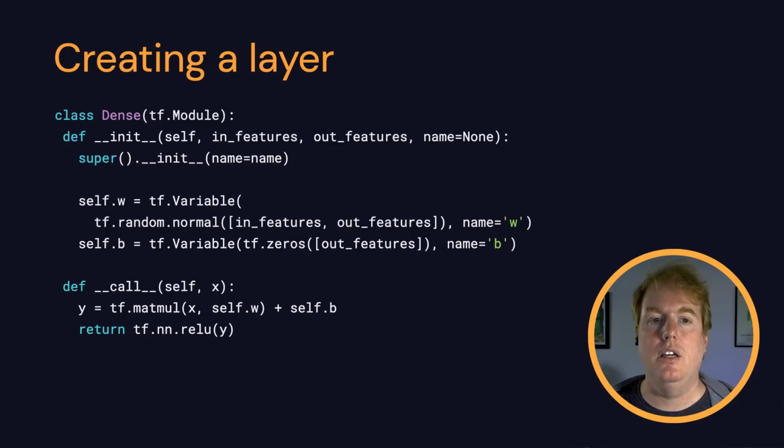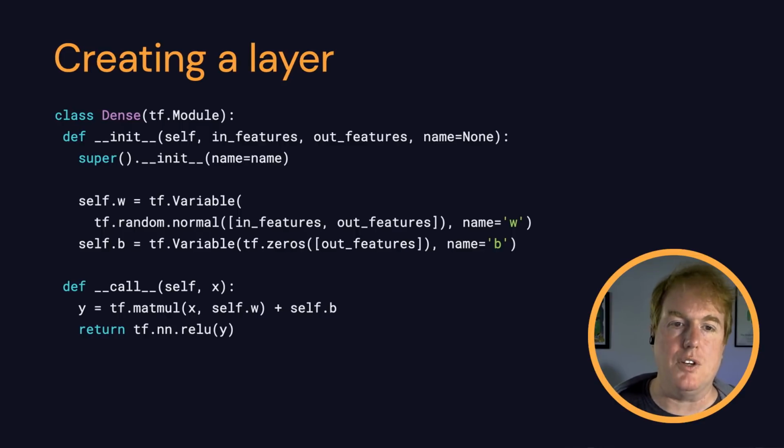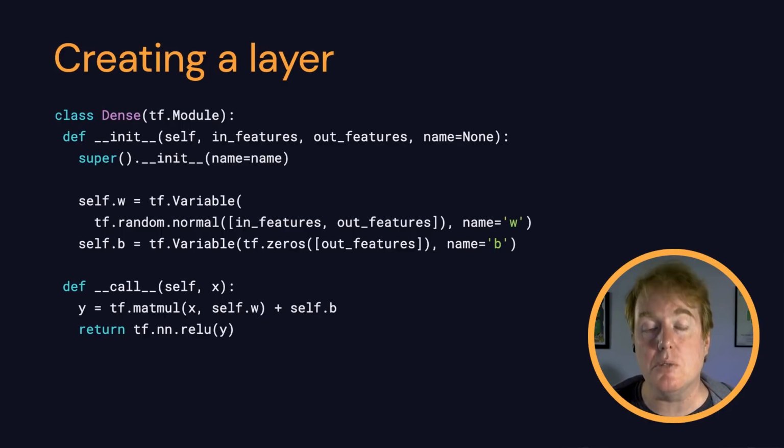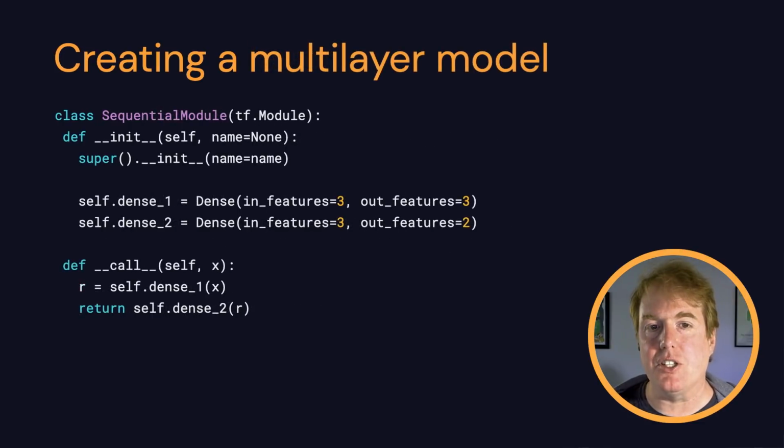In Python, it's easy enough to make a linear regression layer. You extend tf.Module and then define an init function that allocates your variables and a call override that does the math. Here we're going to do the ReLU activation as well. By defining __call__, we're making this into a Python callable, which means we can treat it like a function. A multi-layer model is pretty much the same thing.